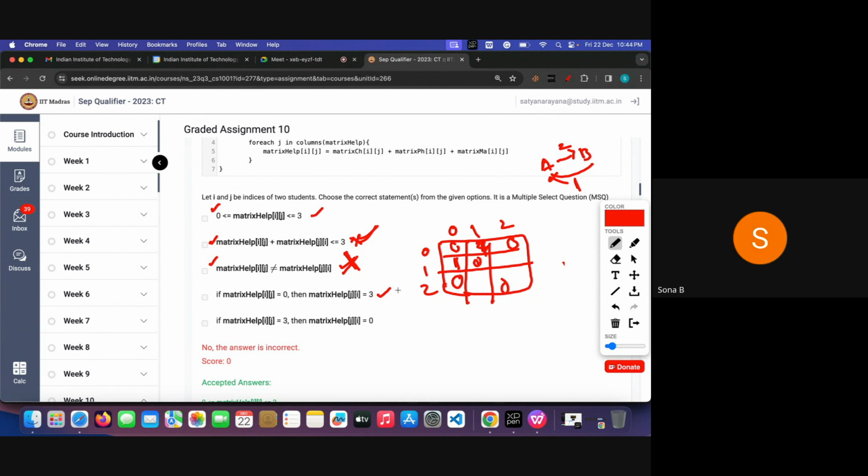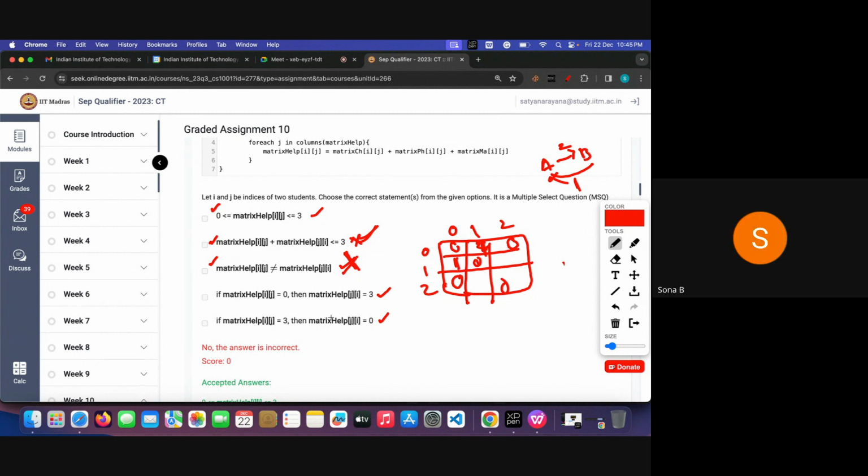But this is not the correct option. I also have doubt in this option. That's what it is. And the next one is also the same. I is helping J in 3 subjects. When J is getting help in all 3 subjects, there is no chance of getting help from J to I. So it will be 0. What about this option? It's also correct. But what about this D option?